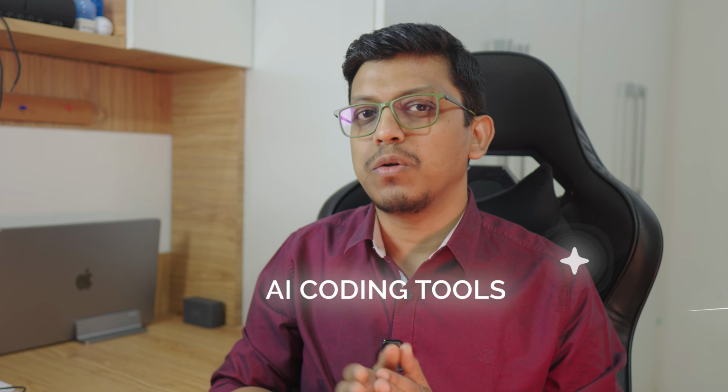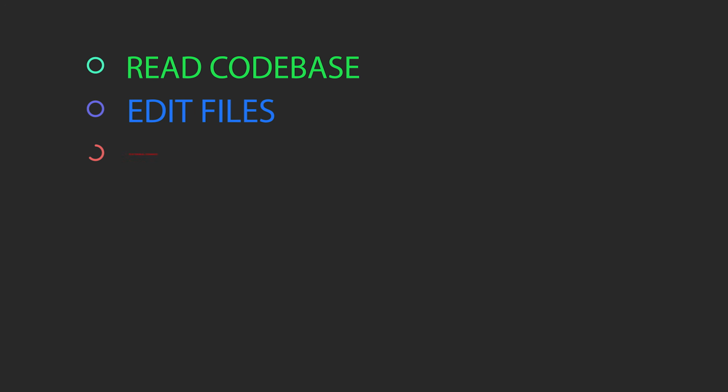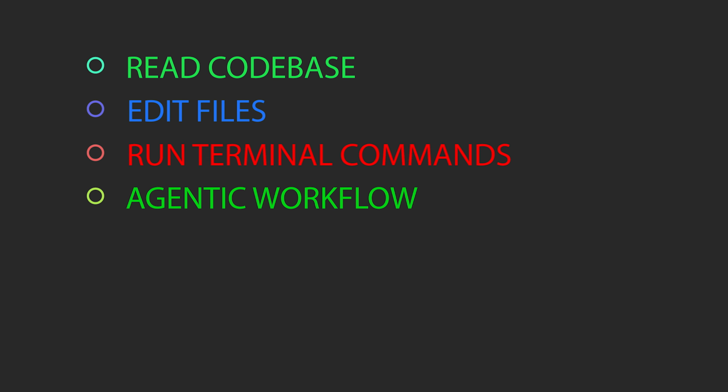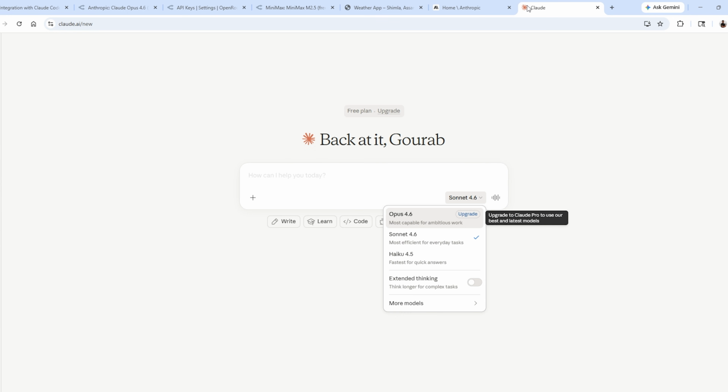Claude is one of the most powerful AI coding tools right now. It can read your code base, edit files, run terminal commands, and even solve multi-step problems. But there is one problem. It's expensive. And out of the box, Claude only works with Anthropic models like Sonnet, Opus, and Haiku. But what if you want to use something else?